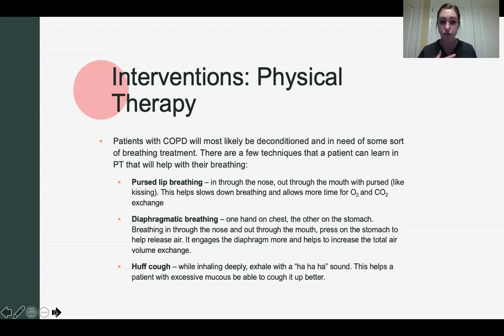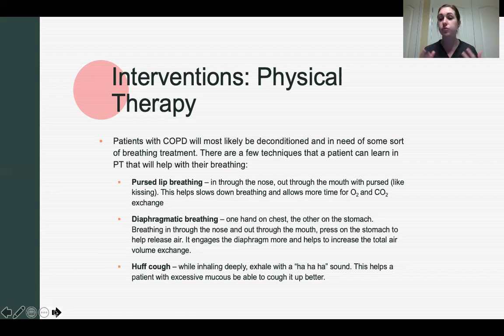Diaphragmatic breathing is really to help the diaphragm kind of get more engaged. So the diaphragm comes up, belly comes up, and you push that diaphragm down and really get all of the air out. And this helps engage the diaphragm more and increase the total air volume exchange within the lungs.